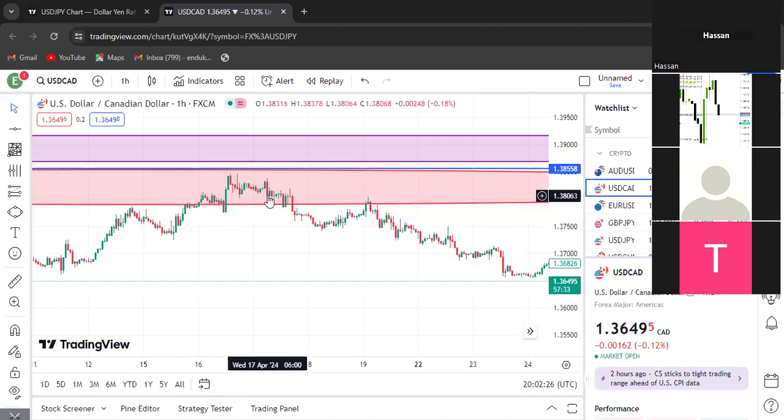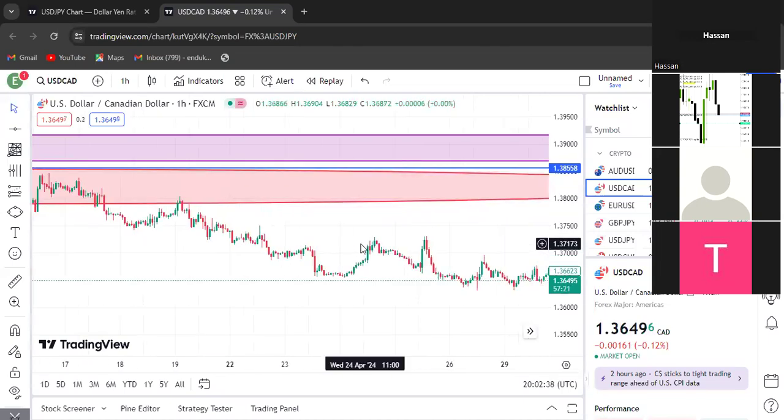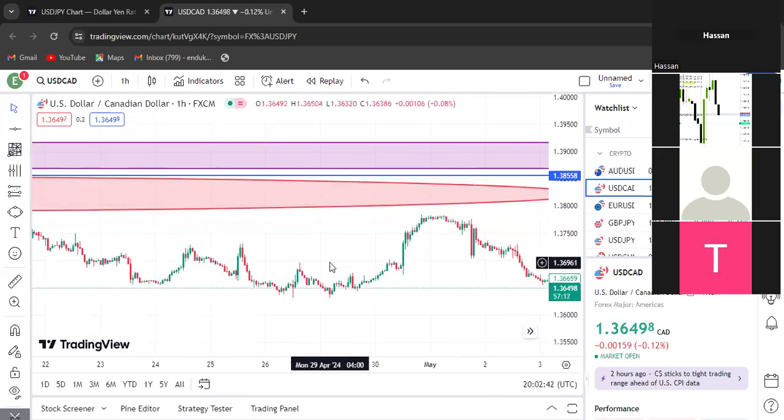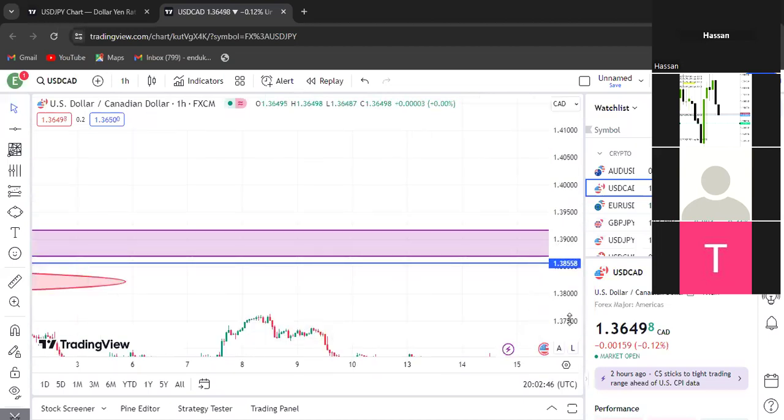So if I enter a sell here, I'll just place my stop loss above the structure and wait for it to drop. See that the market has been dropping since, even though there were times of pullbacks and all of that, but overall, the market has been selling. You see that the market has been selling.